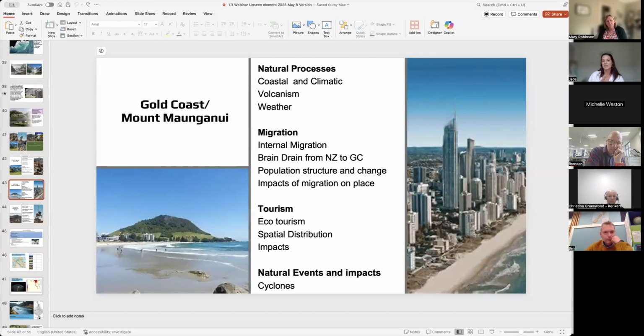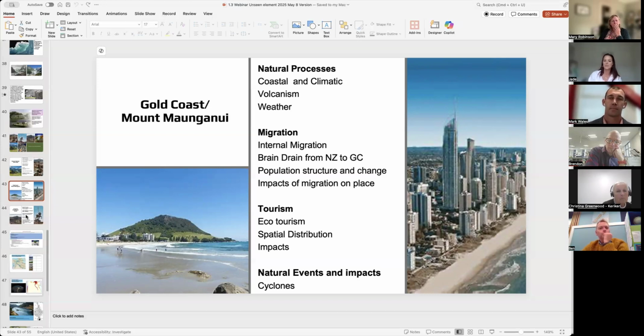The next slide has another example. So you might look at somewhere like the Gold Coast and Mount Maunganui and use that to teach about coastal and climatic processes. Both those places also have some tectonic processes in the way of volcanism. And you might also look at things like migration and how that is relevant to both places. Again, you could look at spatial distribution and different things to do with tourism and its impacts. You could look at natural events and how they have impacted those places.